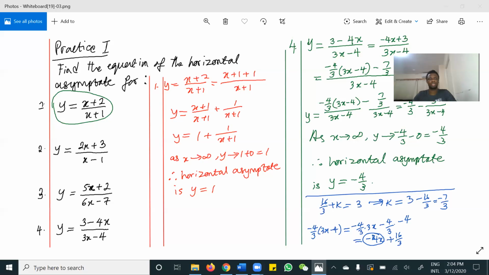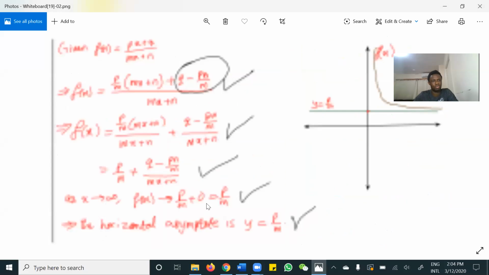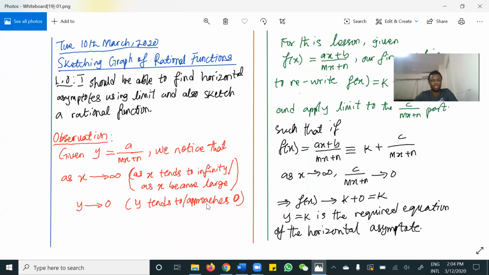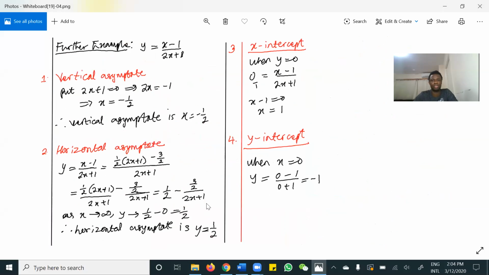So during our last lesson, we discussed how to find horizontal asymptote without finding the inverse. This is from last lesson. And we used this technique and there was a lot of practice. So well done everybody for that. And towards the end, we recalled some of these ideas.